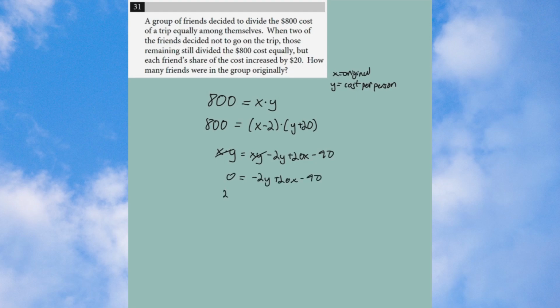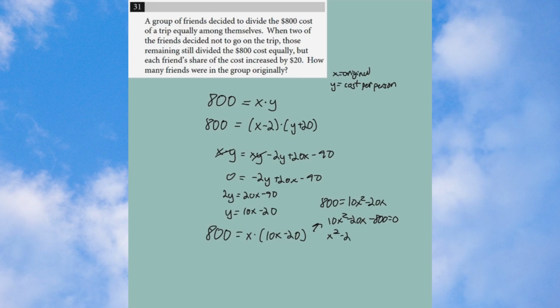Let's put the y on one side. And we have 2y is equal to 20x minus 40. Divide by 2, we have y is equal to 10x minus 20. We can plug this back into the top equation, where 800 is equal to x times y, and that'll be x times 10x minus 20. This becomes 800 is equal to 10x squared minus 20x, or 10x squared minus 20x minus 800 is equal to 0. Simplify by dividing by 10. And now this is just a quadratic to solve.